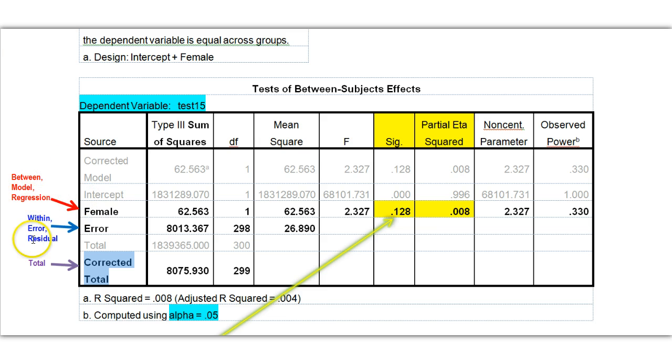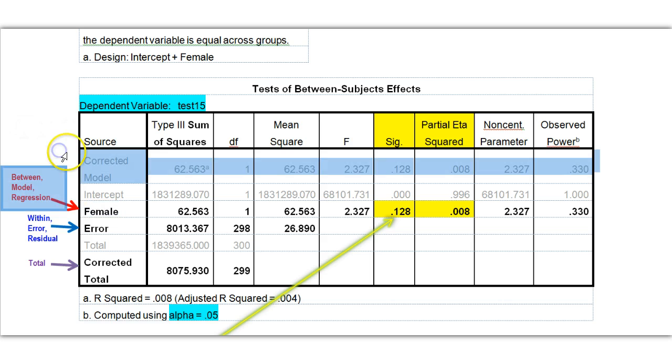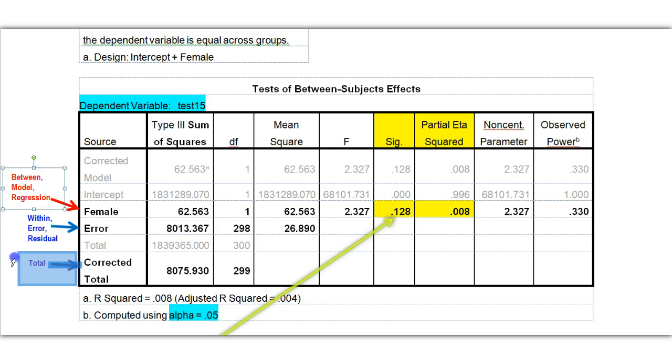Notice that I put the synonymous terms on the side here, so our independent variable, our grouping variable, also known as the between, the model and the regression, and then the error term, variously known as the within error or residual. Depending on what output you're looking at, depending on what text you're looking at, it'll be named differently. So these are the three rows that we're concerned with in a one-way Anova.